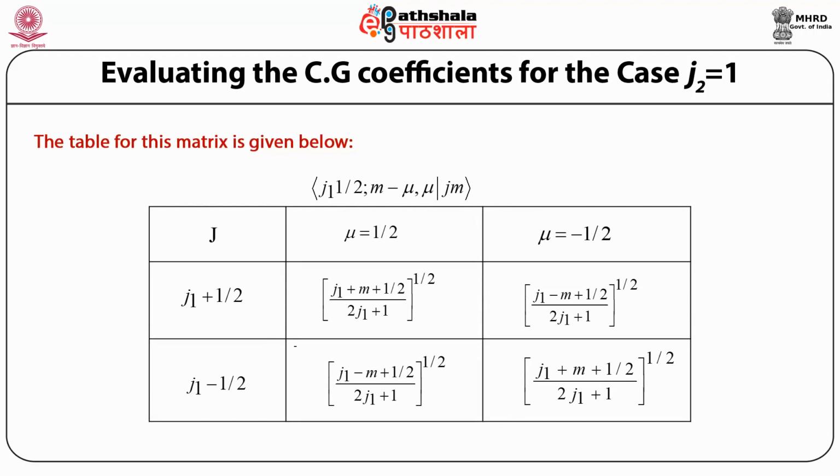Product of j1 half m minus mu comma mu into jm. For j equals to j1 plus half and for mu equals to half, it is (j1 plus m plus half) by (2j1 plus 1) whole to the power half, and for mu equals to minus half, it is (j1 minus m plus half) by (2j1 plus 1) to the power half. For j1 minus half, for mu equals to half, it is (j1 minus m plus half) by (2j1 plus 1) to the power half, and for mu equals to minus half, (j1 plus m plus half) by (2j1 plus 1) to the power half.